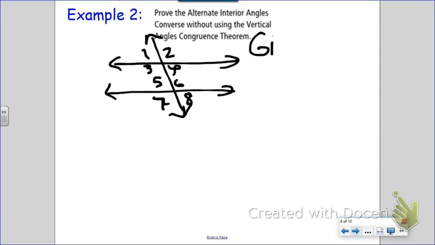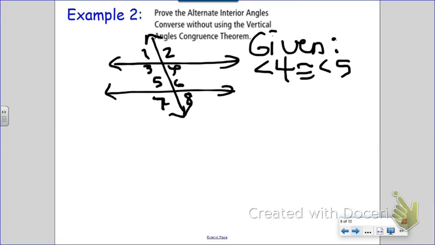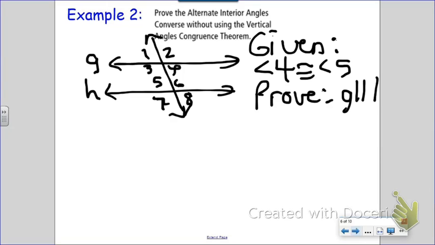Put some angles on your picture that you're working with. So we're going to be given alternate interior angles. We're going to prove by example. Angle 4 is congruent to angle 5. We're going to prove that my lines, we'll call them G and H, are parallel. You can name your lines what you'd like. You can name your angles whatever angle numbers you'd like. So we're going to prove the lines are parallel. We'll make our two columns, statements and reasons.